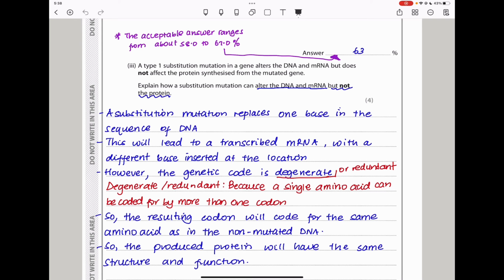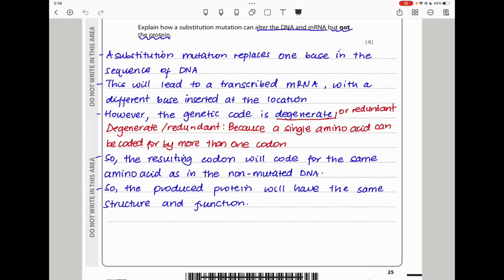If it codes for the same amino acid as it would in the non-mutated DNA, then it means there is no change that has occurred, and therefore the produced protein is going to have the same amino acid in the same location, because the change that occurred due to the mutation changed the base, but the resultant codon in the messenger RNA also coded for the same amino acid. Therefore, the protein will not be changed, its structure will not be changed, and its function will still remain the same. I hope you get that.